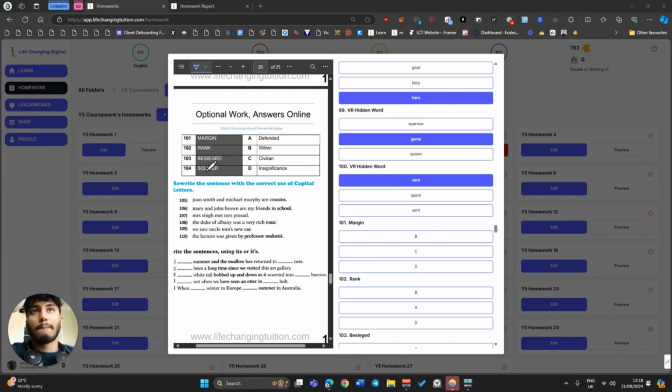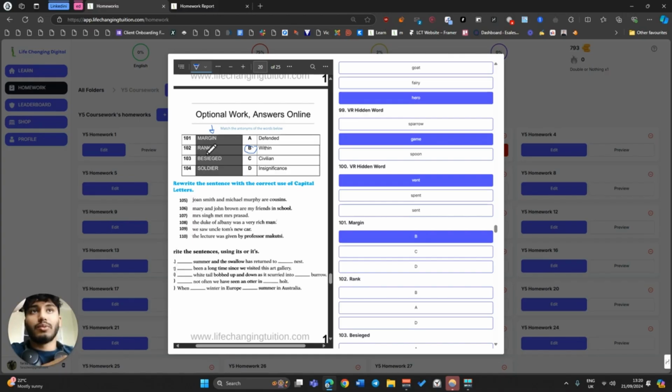Well, let's look at the options right here. The margin means, like, if you think about the margin of a paper, it's like the edges of a paper, right? So defended, it definitely isn't an antonym, neither is civilian or insignificant. So within, the closest we've got, and I think it's basically aiming towards this idea that it's going to be within rather than on the margins, which is sort of the exterior. So on the middle or inside is within.